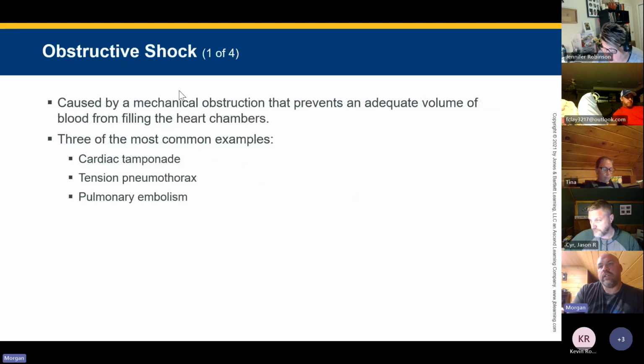So obstructive shock is caused by a mechanical obstruction that prevents adequate blood volume from filling the chamber of the heart. The three common examples are cardiac tamponade, tension pneumo, and pulmonary embolism. I'm kind of confused about the cardiac tamponade myself, but still, the heart's not going to be able to pump.